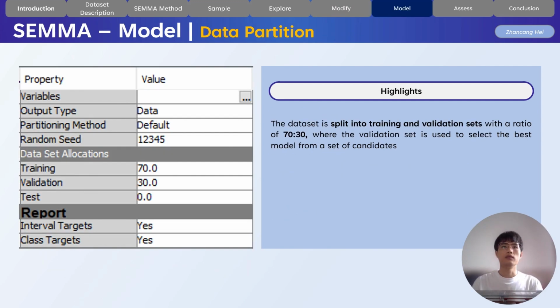In the model stage, we split the data into training and validation in a ratio of 70 and 30 to select the best model from the candidate models. So next is the decision tree.